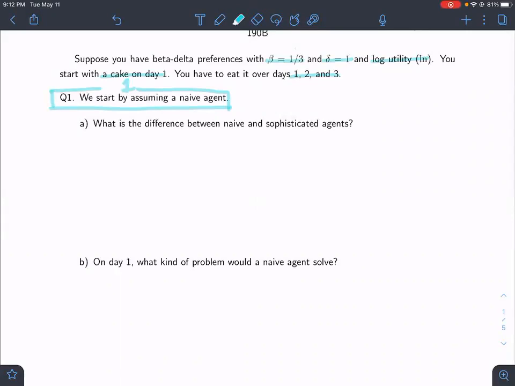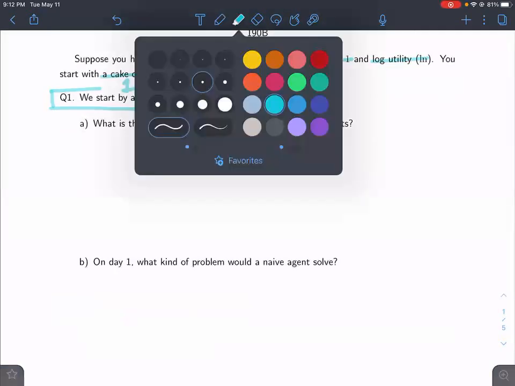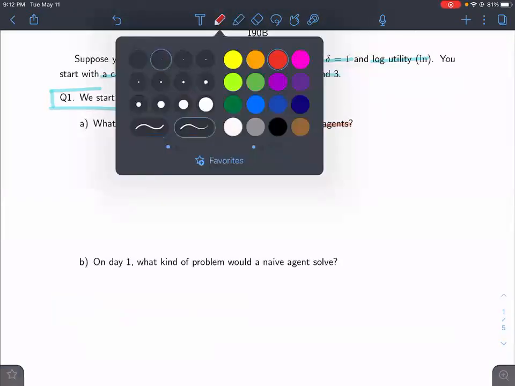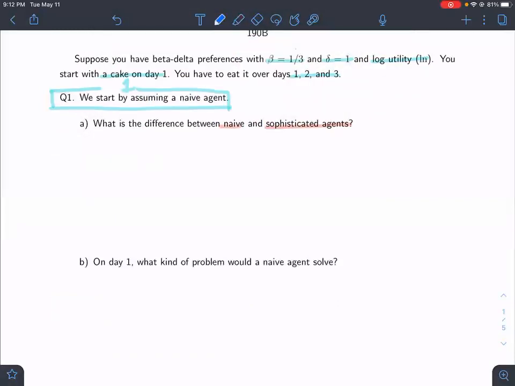Okay, so question 1, we are assuming a naive agent. Now let me start with question 1A. What is the difference between naive and sophisticated agents? If you want to solve this question, then you should know what naive and sophisticated agents are. So let me explain that first. Does anyone know the difference?